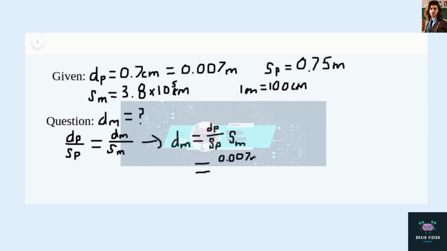Okay. And it's important for this ratio of d sub p to S sub p to be in the same units of measurement so they cancel out. And S sub p is 0.75 meters. Okay. And then we're going to multiply this by 3.8 times 10 to the 5 kilometers. So our solution will also be in kilometers.